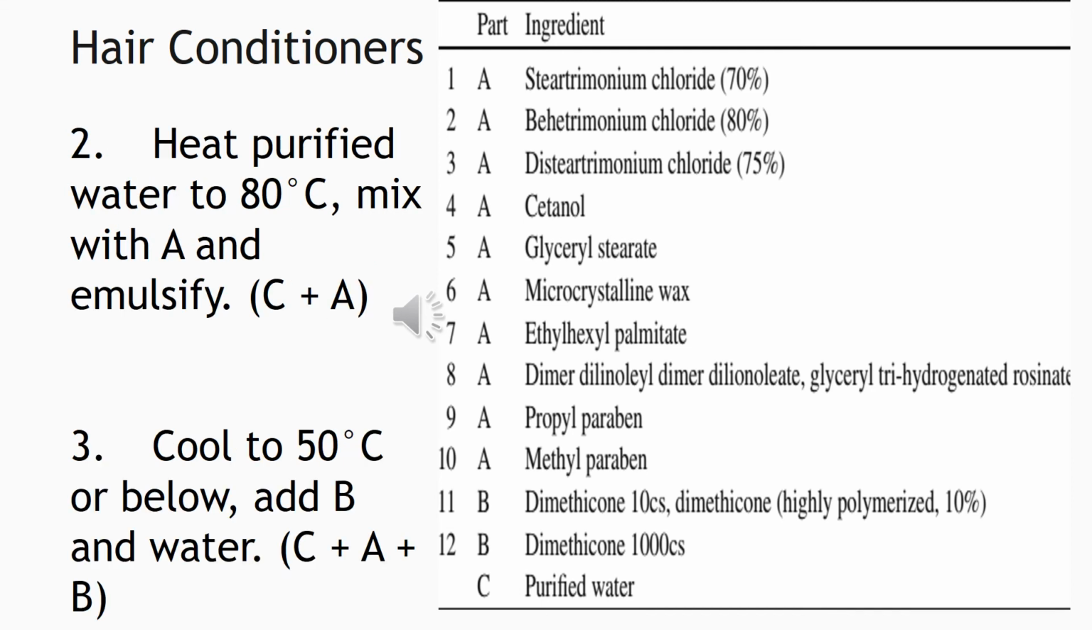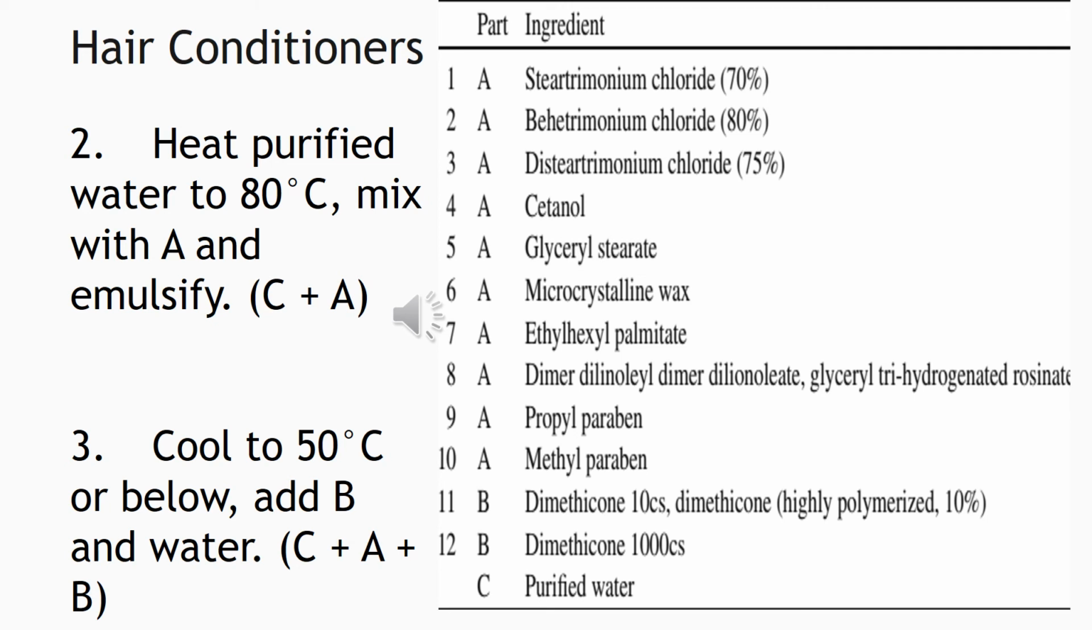After mixing all these 10 compounds and making up part A, step 2 is to heat purified water to 80 degrees centigrade and mix with A. Then we shall add water, heated to 80 degrees centigrade, and mix it with A and then we shall emulsify. So water is categorized as a chemical in C category, so we have now mixed C and A. We have emulsified A with water.